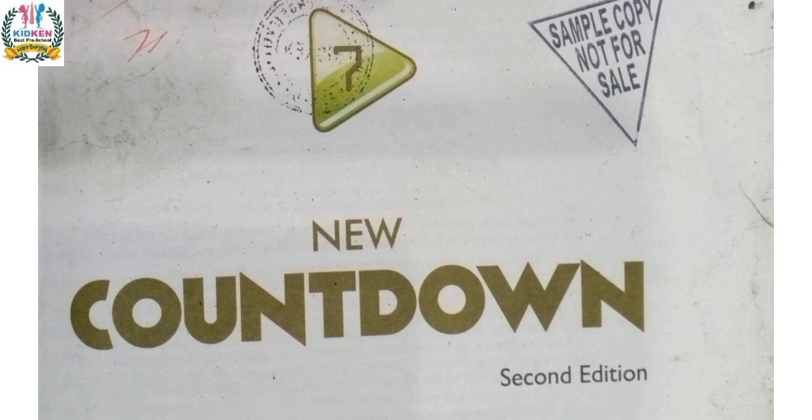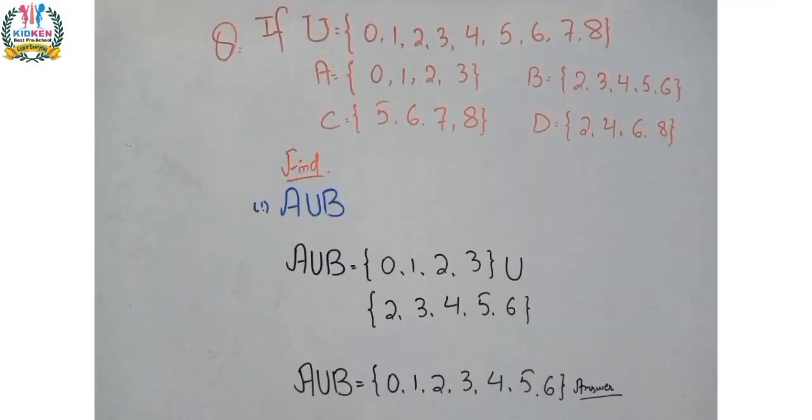So let's start our question, and the question is, you have given 5 values, universal, A, B, C and D. Universal has value 0, 1, 2, 3, 4, 5, 6, 7, and 8.